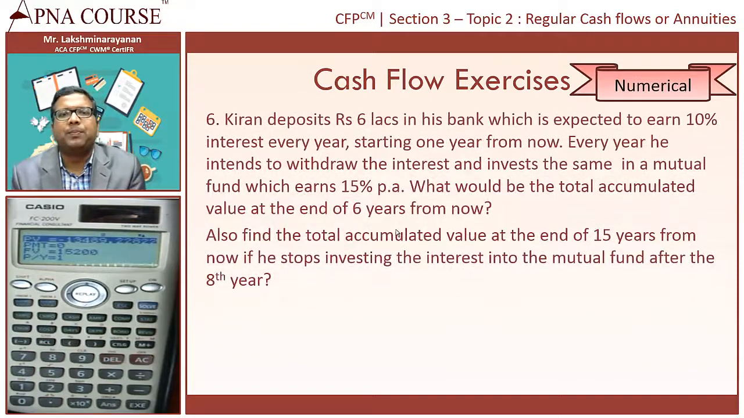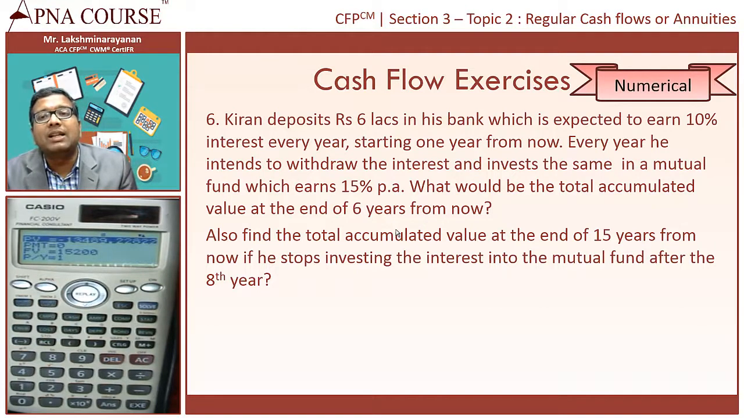Next question. Kiran deposits rupees 6 lakh in his bank, which is expected to earn 10% interest every year, starting 1 year from now. Every year he intends to withdraw the interest and invest the same in a mutual fund, which earns 15% per annum. What would be the total accumulated value at the end of 6 years from now? Also find total accumulated value at the end of 15 years from now if he stops investing the interest into mutual fund after the 8th year. So how will you solve this?